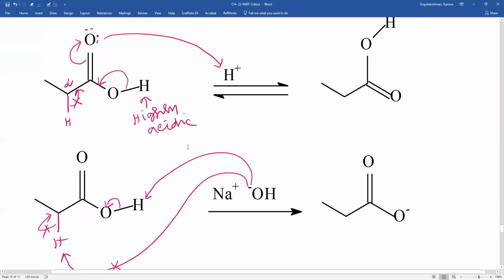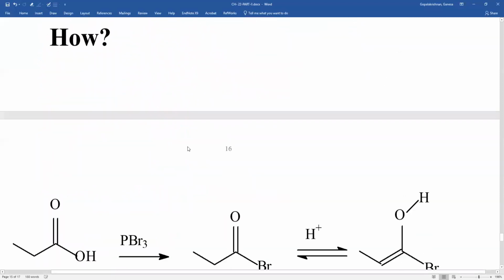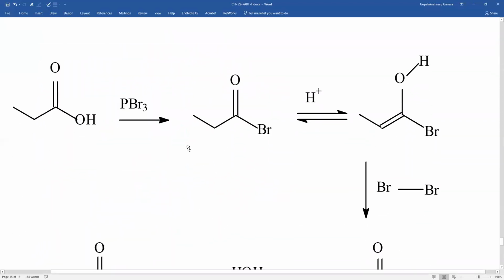So who is causing this trouble? The OH group. If the OH group is not there, if you have a hydrogen, that is an aldehyde, if you have an alkyl group, that is a ketone, they will undergo enolization easily. So we have to do something to the OH group. Chemically, we call it protecting the OH group. We convert it into something else.